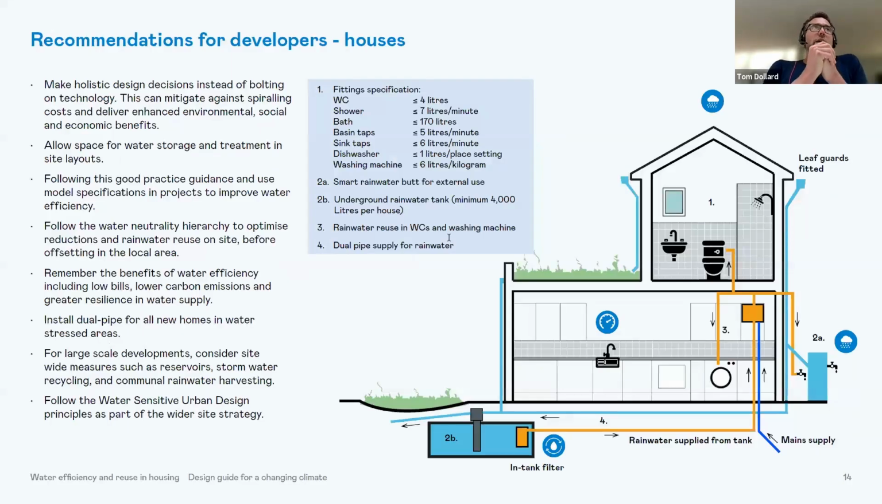So for houses, it's, I guess, slightly easier, I don't want to say simple, but slightly easier: rainwater harvesting in houses and specifications. We've set that out in this diagram. We've set out some recommendations on how to prepare, brief, and design for water neutrality, or at least up to stage 2 of that water neutrality framework.